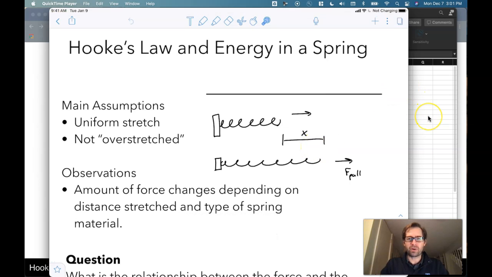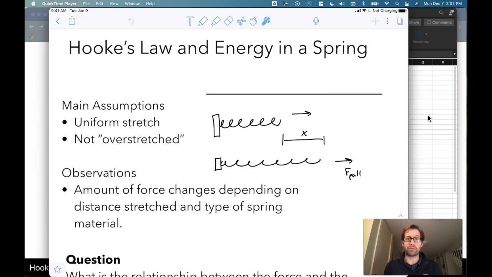In this recording I want to give you an overview of Hooke's law and also how we can determine the amount of energy stored in a spring when that spring is stretched. When we take a look at this example, and especially with springs, we're going to use some main assumptions that we're going to come back to. One of those is that there's a uniform amount of stretch added to the spring, so that force is going to be a uniform force, and also that the spring itself is never overstretched, so it can always return back to its normal shape.